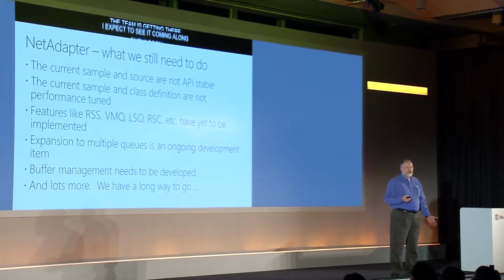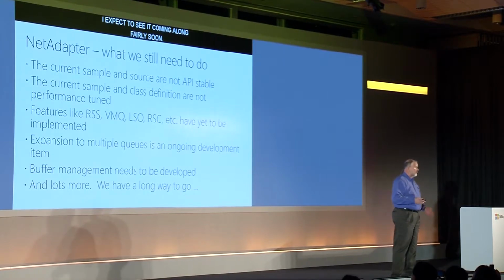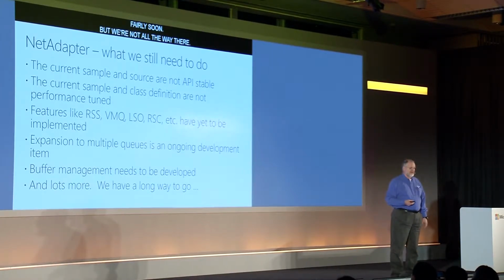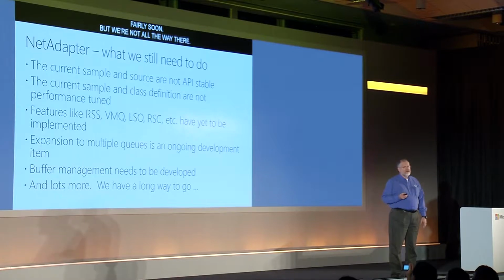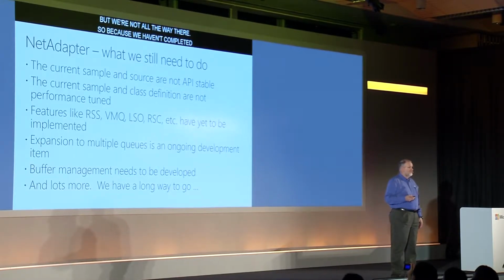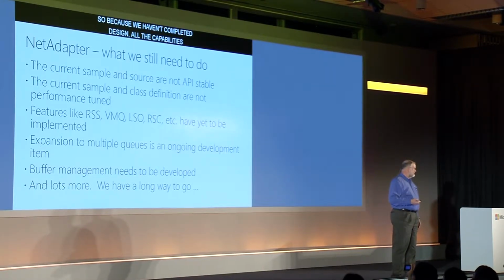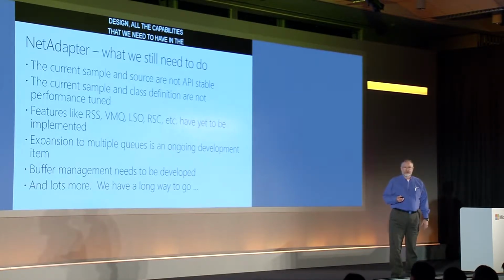Because we haven't completed design for all the capabilities that we need to have in NetAdapter, we're not yet API stable. So if you were to try to build something to ship today, you'd be taking some risk. But we still want you to start looking at it. We want you to start playing with it. We want you to start giving us feedback on what we still need to do to make your NICs the most capable that they can be.